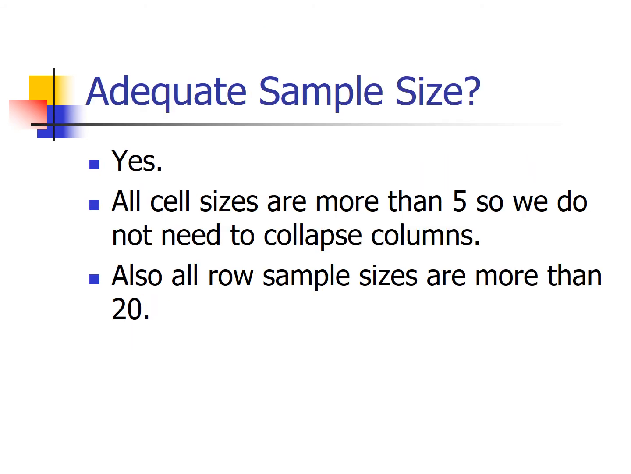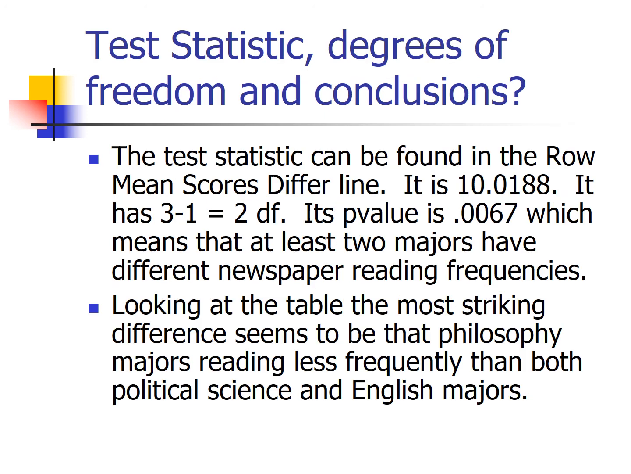Our sample size is adequate, right? All cell sizes are more than 5, so we don't need to do any of that kind of collapsing nonsense. And all of our row sample sizes are 20 or more. Our test statistic is in the row mean scores differ line, 10.0188.